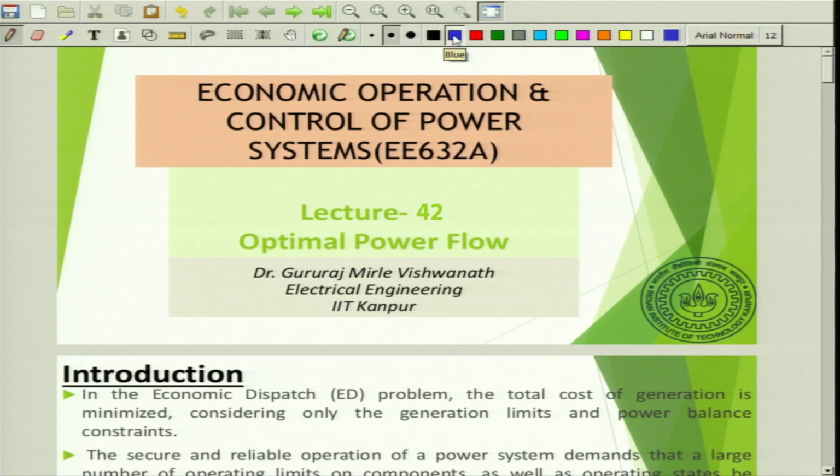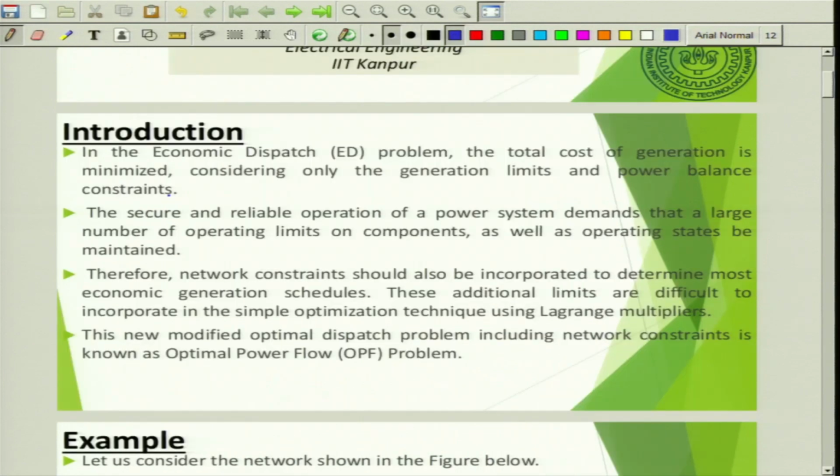Today we will discuss a new topic which is optimal power flow. In the economic dispatch problem, the total cost of generation is minimized. That is the objective: minimize the total cost of generation considering only the generation limits and power balance constraints. Summation of generation should be equal to load and the generation should be within the lower and upper limit.